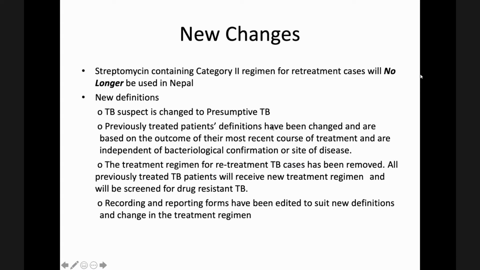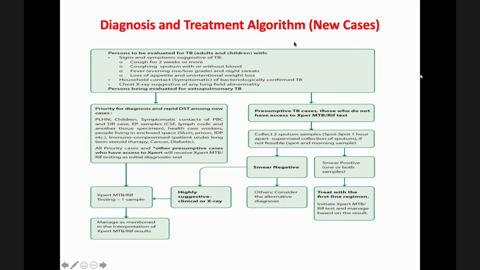The previously treated patient definition has been changed and is based on the outcome of their most recent course of treatment, as I already told in the categorization of the patient. The treatment regimen for retreatment TB has been removed. All previously treated TB patients will receive the new treatment regimen and will be screened for drug-resistant TB. Recording and reporting forms have been edited to suit the new definitions and change in the treatment guidelines by the National Tuberculosis Program.